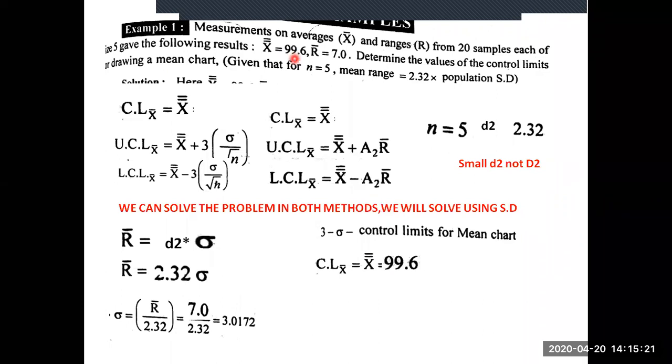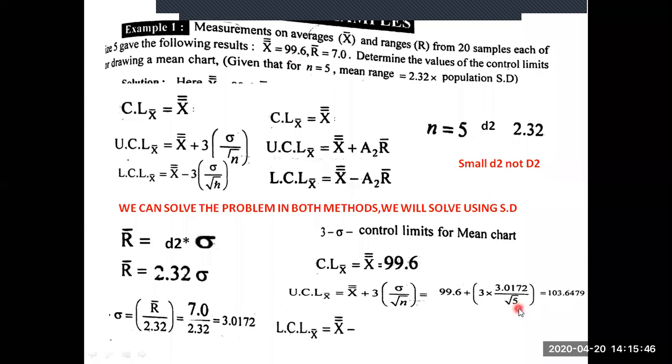Next, the upper control line. What is the upper control line formula? The upper control line formula is X double bar plus 3 into sigma by root n. So that means 99.6 multiplied by so and so, and you are getting 103 point something.